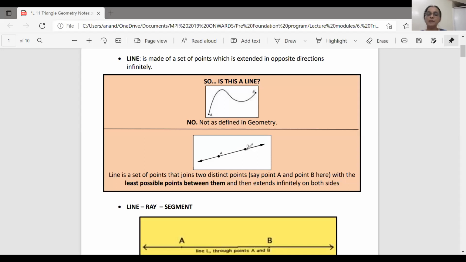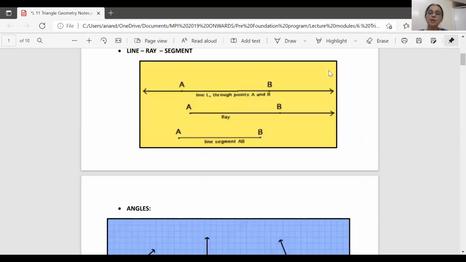The simplest explanation is this: when two distinct points are connected using minimum points in between and then extended on both sides, such a figure we call a straight line or a line in geometry. Now, we are slowly heading towards triangles, isn't it? So when we talk of this line, we will be able to think of three ways in which this line is sectioned.